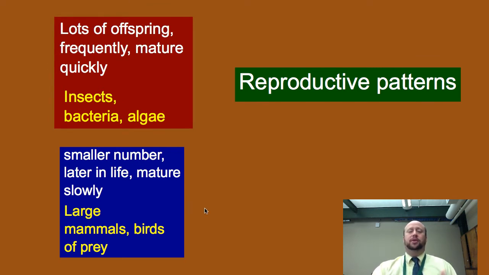So that's one reproductive pattern that plants and animals can have. And then you can have a reproductive pattern where you might have a lot smaller number of offspring, sometimes later in life, and those offspring are going to mature really slowly. This is particularly true of larger mammals. Think of predatory cats or elephants or humans, and a lot of birds of prey. They don't have a whole lot of offspring usually, certainly not compared to insects, bacteria, and algae. Even if we considered humans having 20 kids, which obviously is somewhat of an anomaly, that's still a really small number compared to, say, the millions that a cockroach could have in the span of a year or something like that.